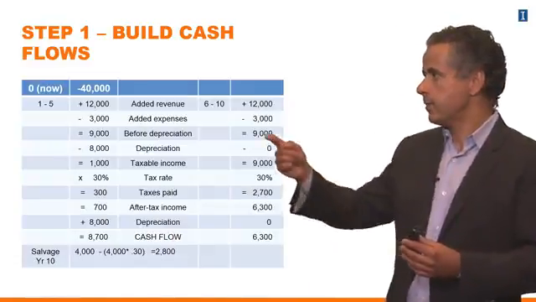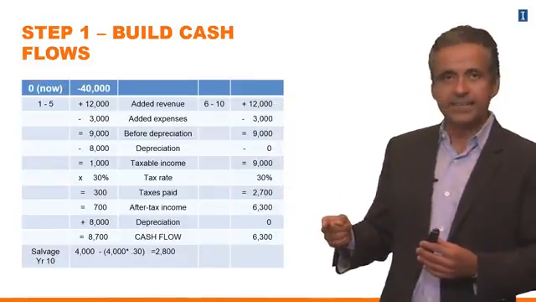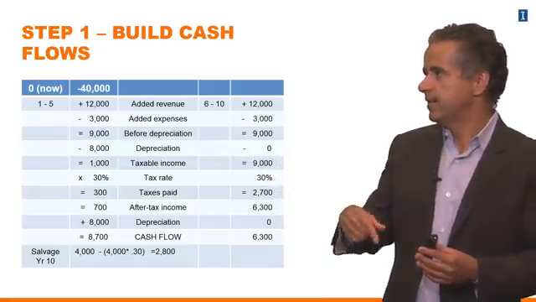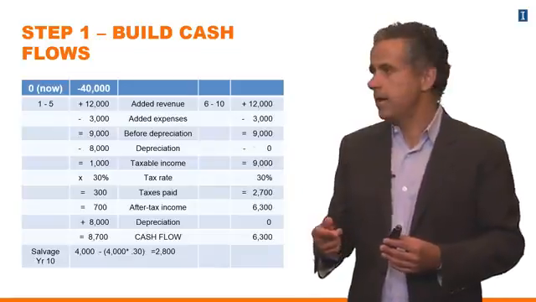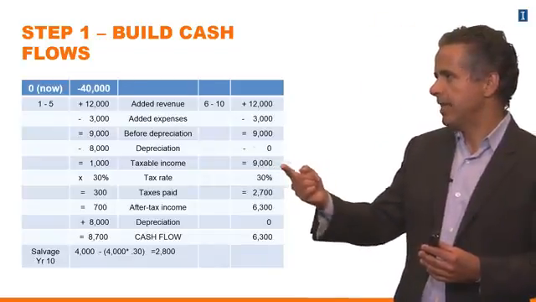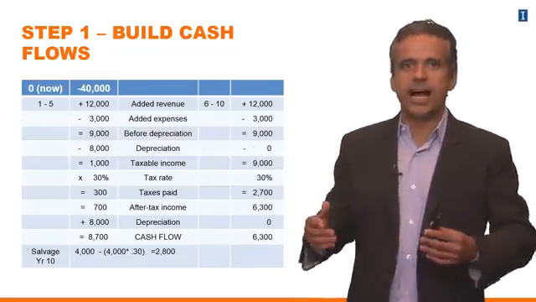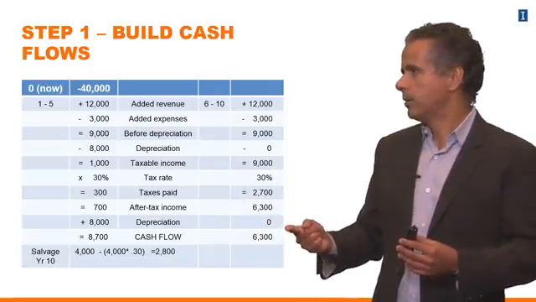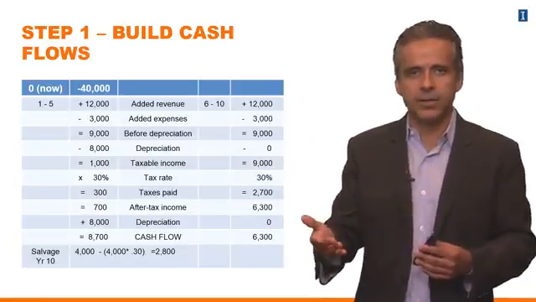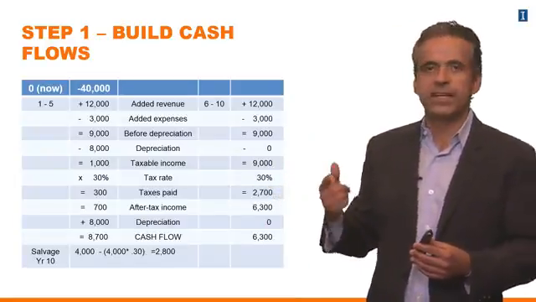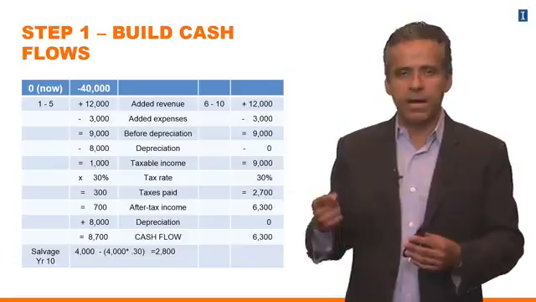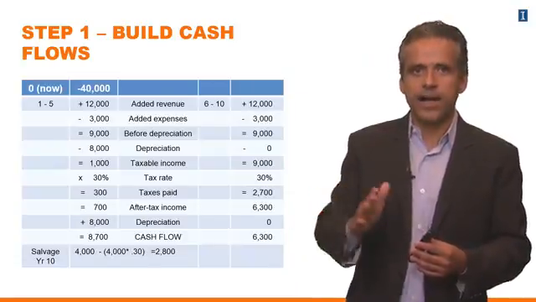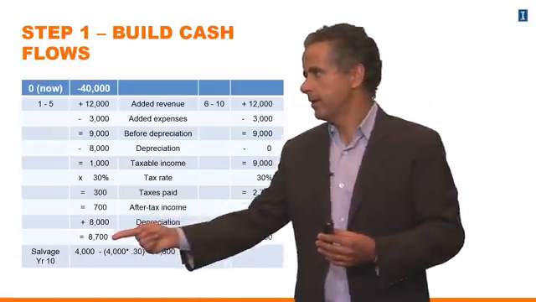The calculation is exactly the same in years 6 to 10. The only difference is that the depreciation is 0. So now you pay taxes on your entire profit, meaning that you're going to get a lower cash flow. Your taxes are going to be higher. Taxes now are $2.7 thousand. Your cash flow is going to go down to $6.3 thousand. So cash flow is higher when depreciation was higher.